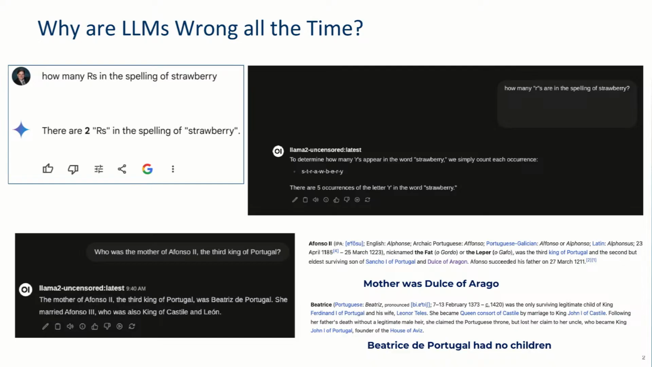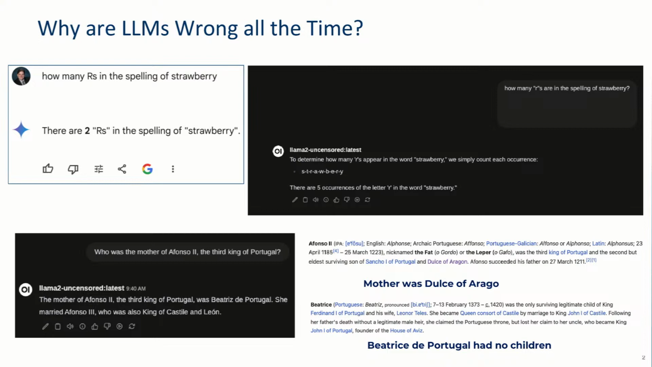And one of the ones that I love to pull up, it's being fixed a lot now because it's such an embarrassment, is asking how many R's are in the spelling of strawberry. Gemini just last month said there are two. If you look at Llama 2, it says there are 5 occurrences. And you could see when I asked strawberry, it didn't even spell it right.